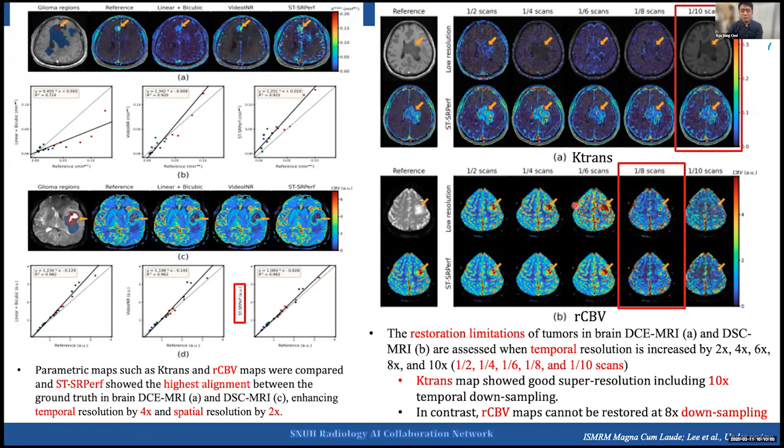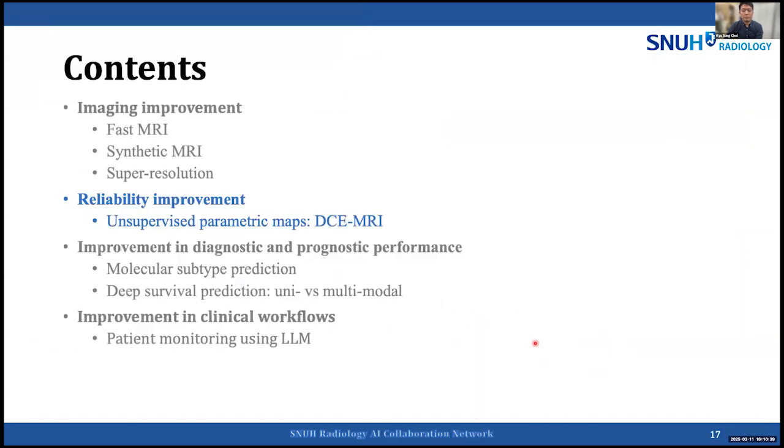The right side figure illustrates the restoration limitations of tumors in Brain DCE MRI and DSC MRI across different temporal downsampling levels. K-trans maps showed good super resolution, including 10 times temporal downsampling. In contrast, rCBV maps cannot be restored using the model at 8 times temporal downsampling, unlike K-trans maps, as you can see in the left frontal lobe tumor.